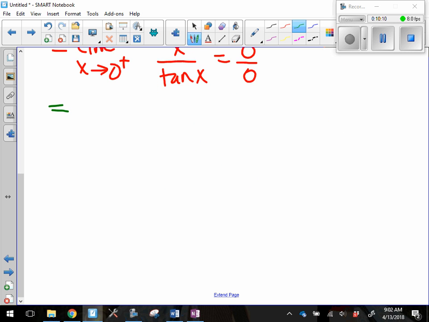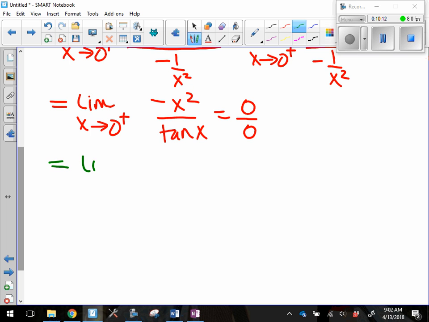So that means that again, I'm going to take my limit as x goes to 0 from the positive side. And what do I get for the numerator? Is the derivative. Good. And what do I get for the denominator?